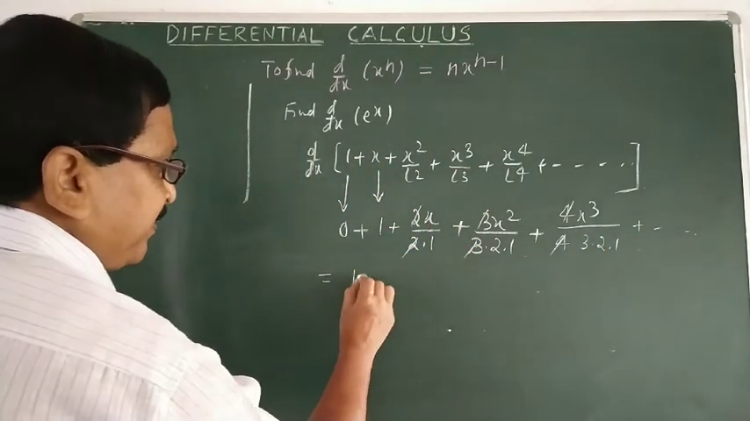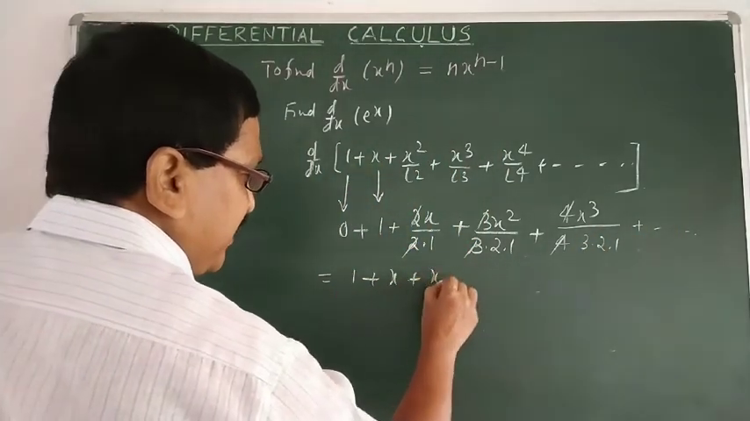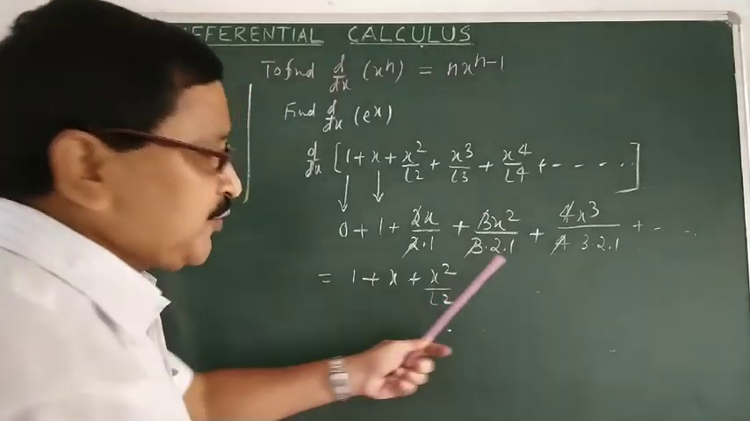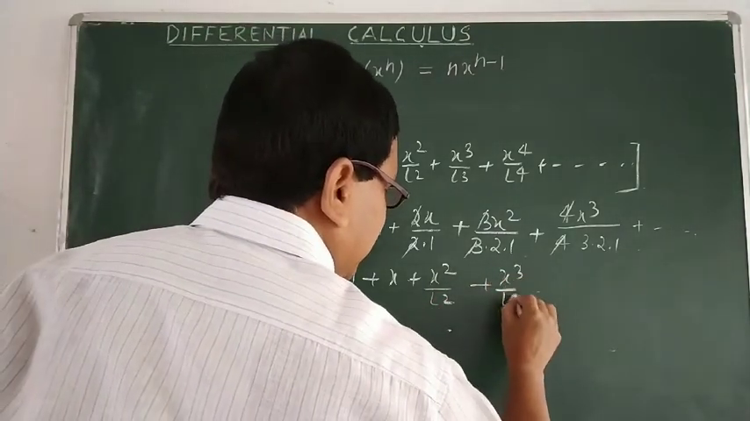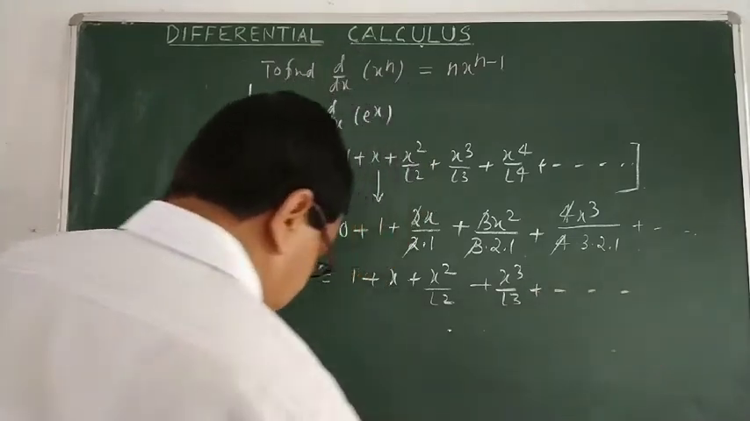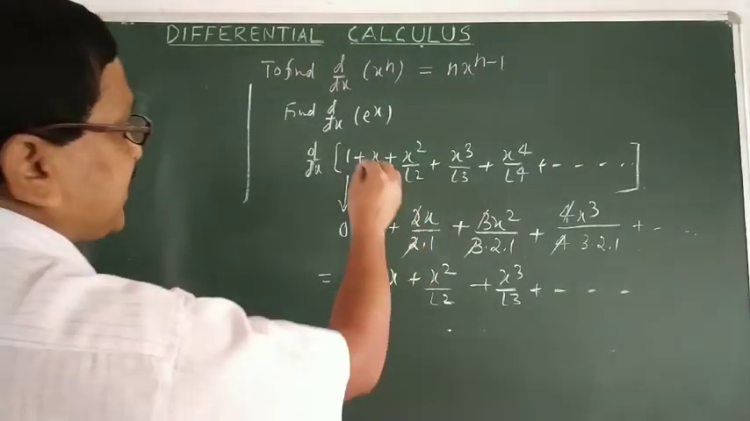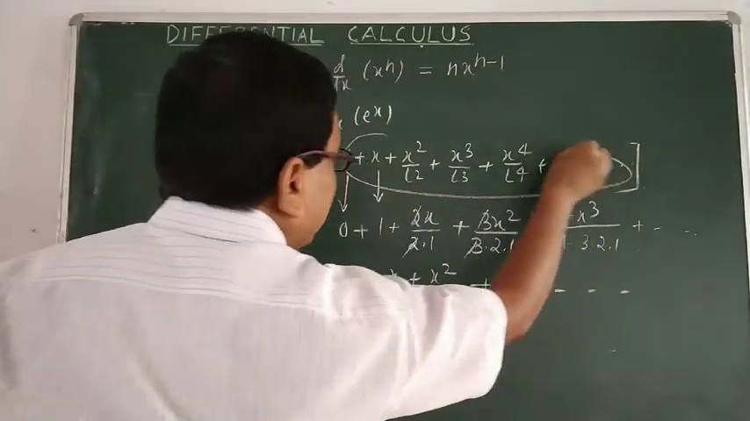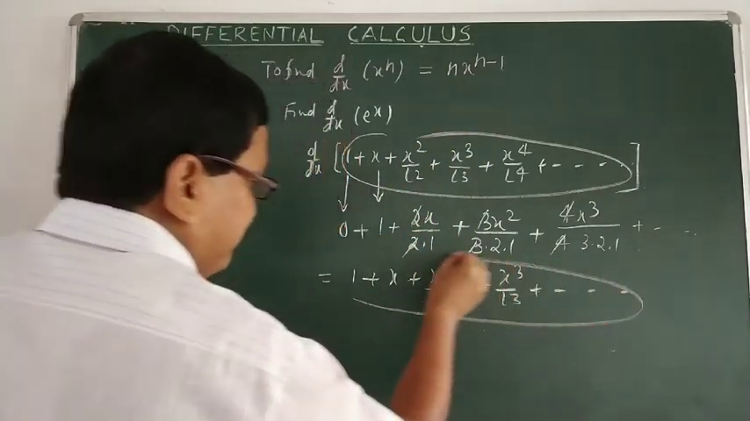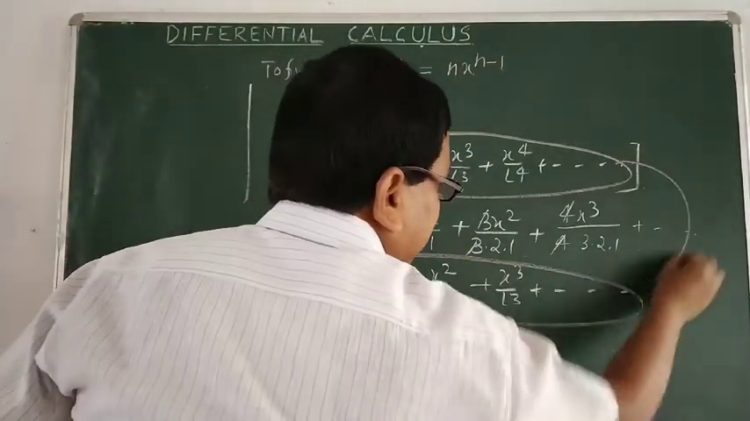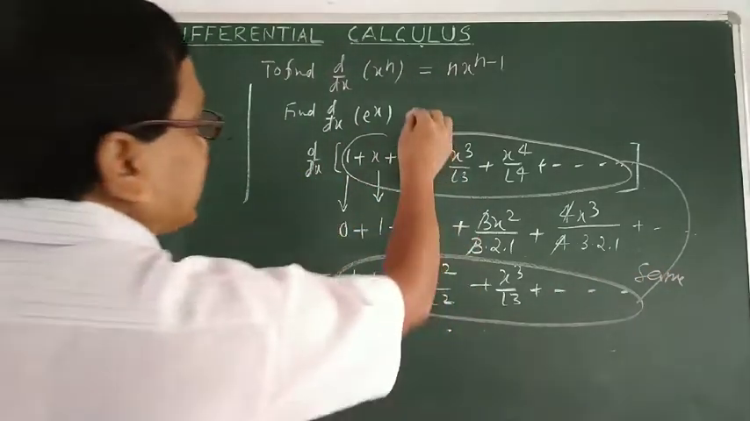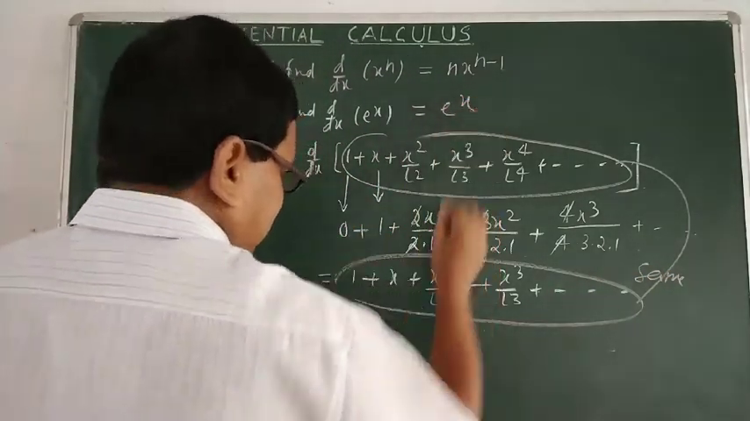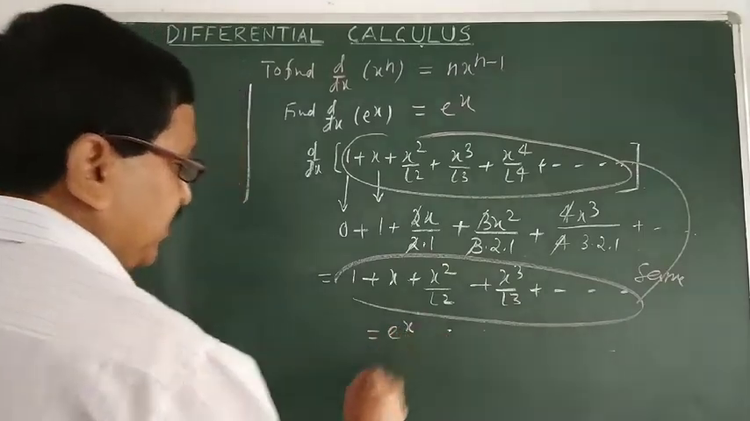Now this is 1 plus x square by factorial 2, 2 into 1 is called factorial 2, plus x cube by factorial 3 plus. Now you see that you have started from this and you have got back the same. Both are same. So the differentiation of e to the power x is e to the power x itself. This is e to the power x.